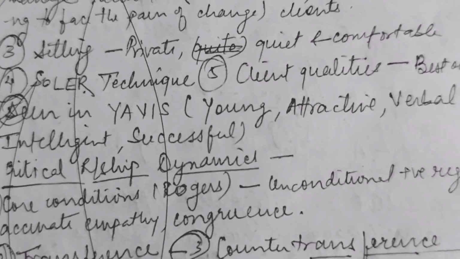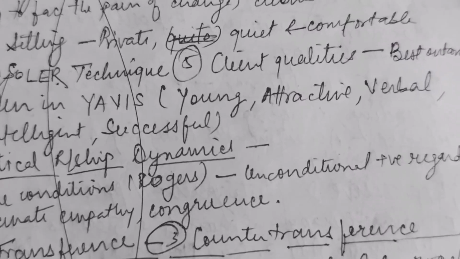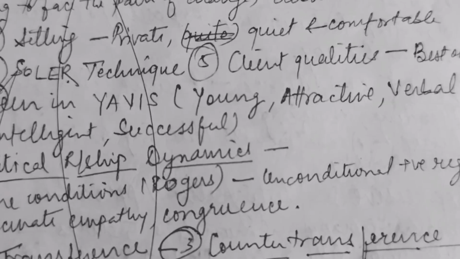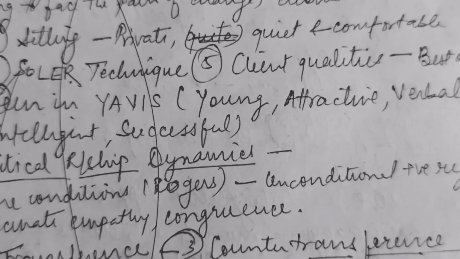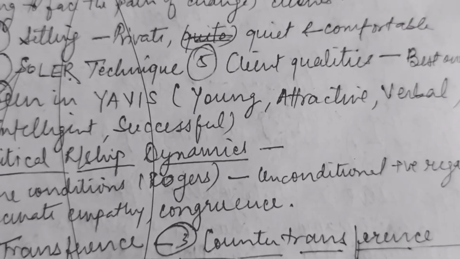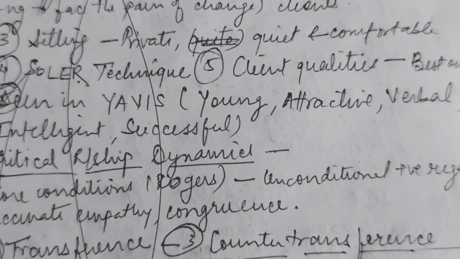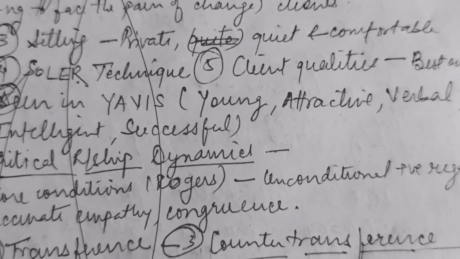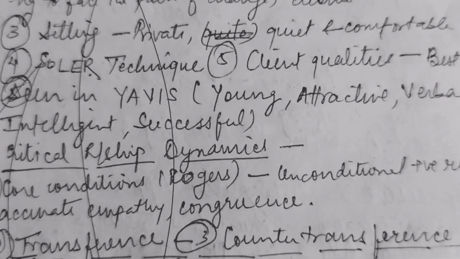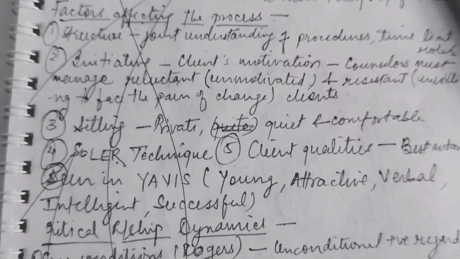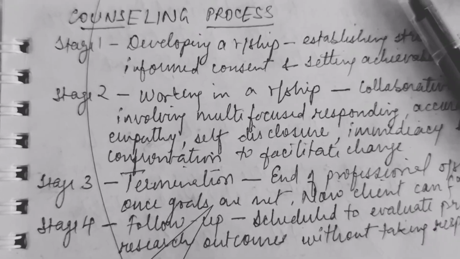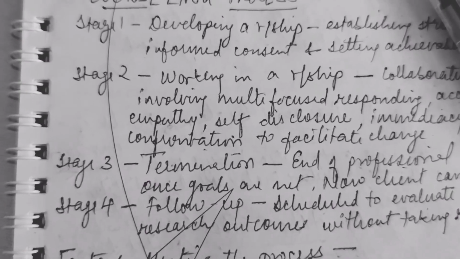When we talk about counter transference, this is the opposite. Whatever is the feeling and emotion of the counselor gets projected over the client. And once that is getting projected over the client, again we can expect some sort of dynamics happening in the professional relationship of the counselor as well as the client. So with this, I hope you have understood the process of counseling, and it will help you become a better counselor in the future.